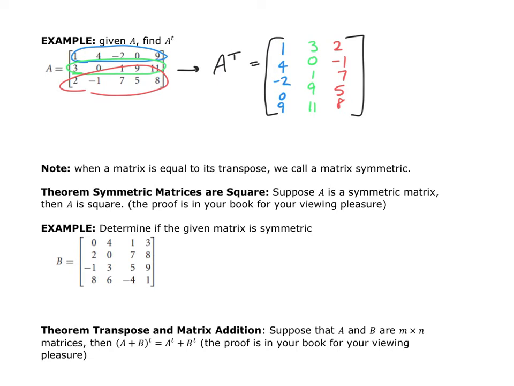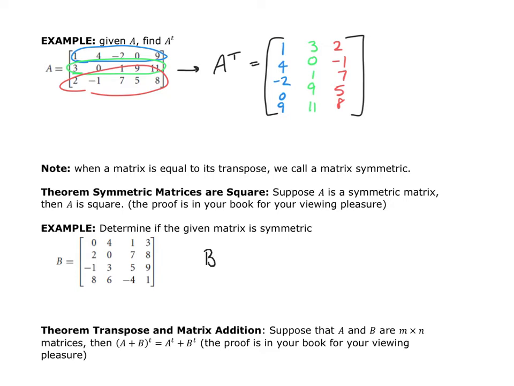When the matrix that I started out with is equal to its transpose, then we call that a symmetric matrix. So here's the theorem: suppose A is a symmetric matrix, then A is square. So here's a square matrix. We're going to determine if it's symmetric.